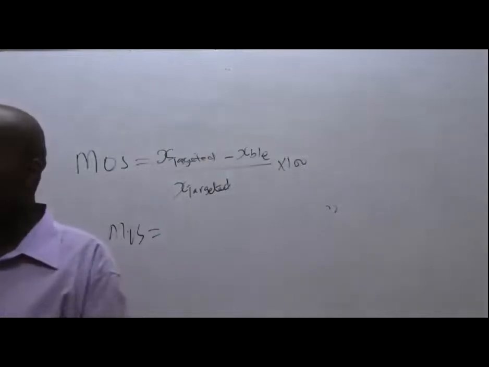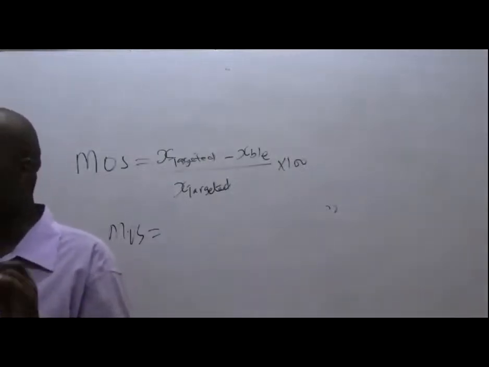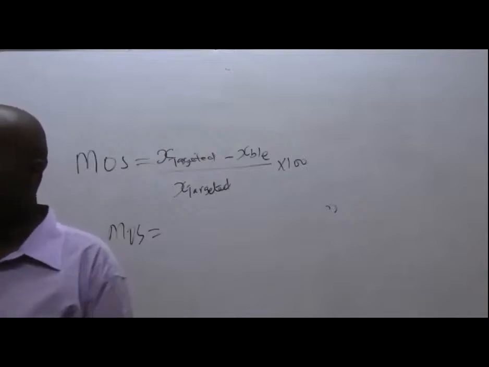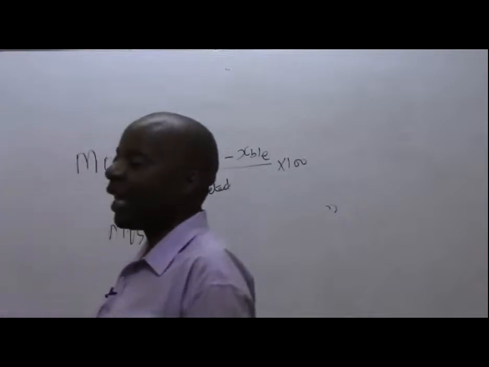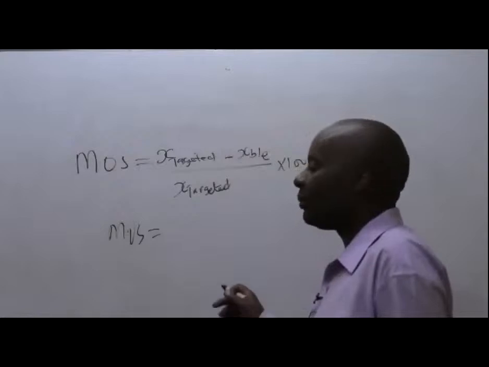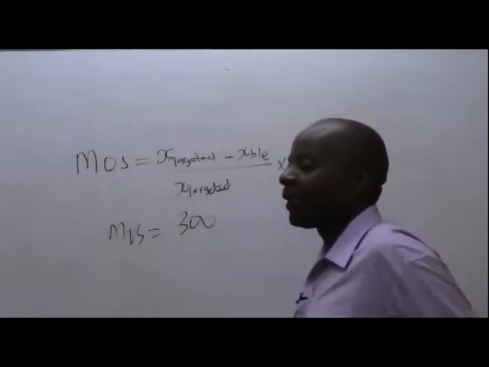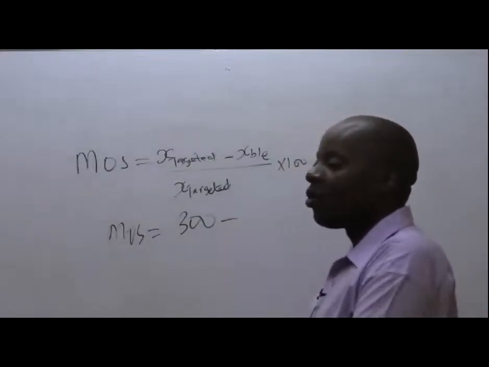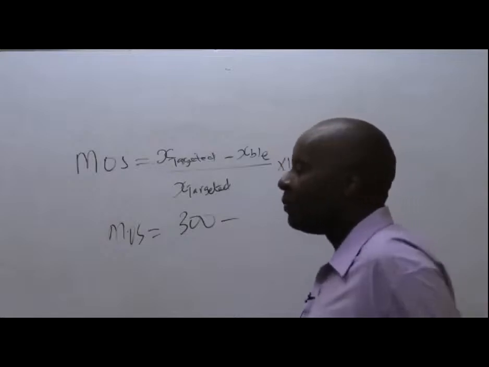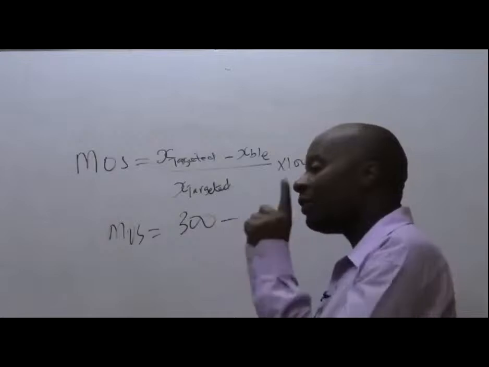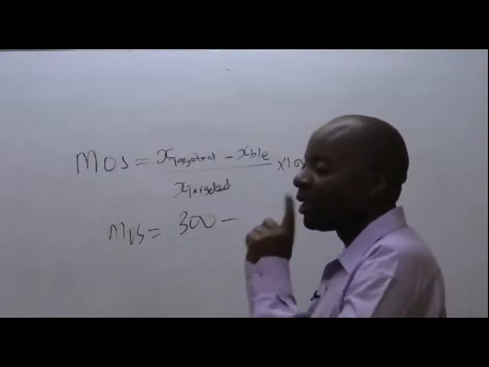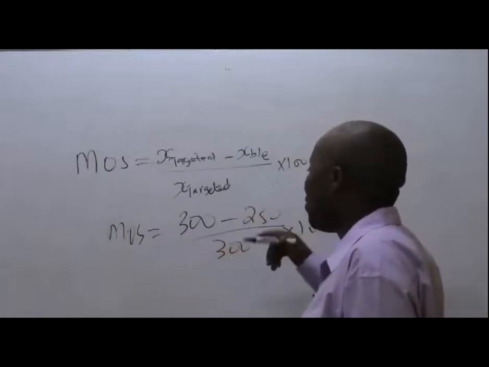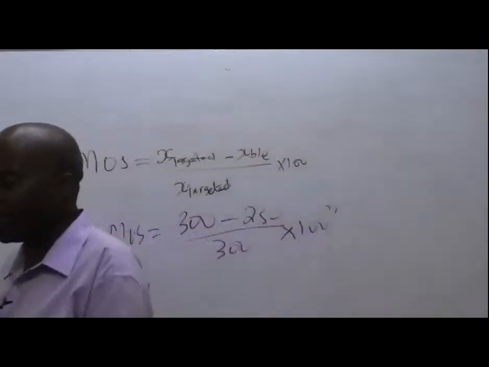Margin of safety is X that you're targeting, the quantity that you're targeting to produce or to sell, minus X break even, all over X targeted, times 100. The X targeted in part one, ladies and gentlemen, is 300 units. That is what they are targeting to produce and sell. Minus X break even, could you kindly give us the break even quantity? So could you kindly give me this margin of safety?